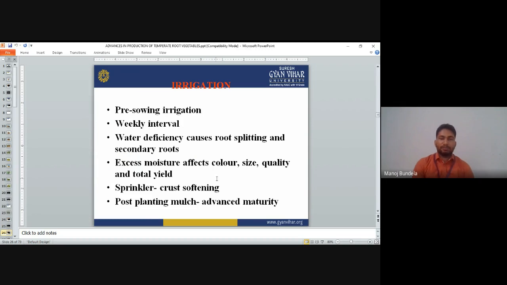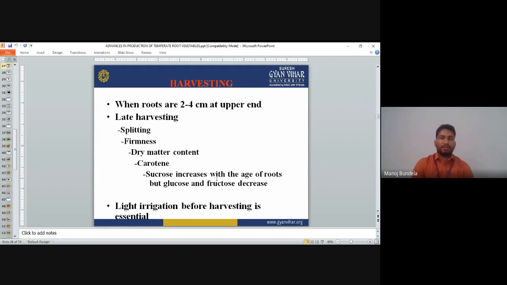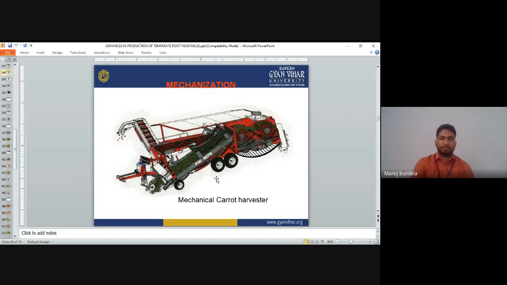Mulches applied after planting advance maturity. Harvesting: harvest when roots are 2 to 4 centimeters at the upper end. Late harvesting causes splitting, reduced firmness and dry matter content, and reduced carotene content. Sucrose increases with the age of roots, but glucose and fructose decrease. Light irrigation before harvesting is essential. Mechanization: a mechanical harvester can be used.